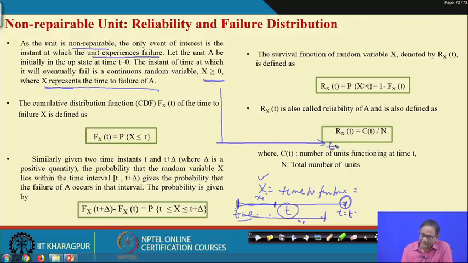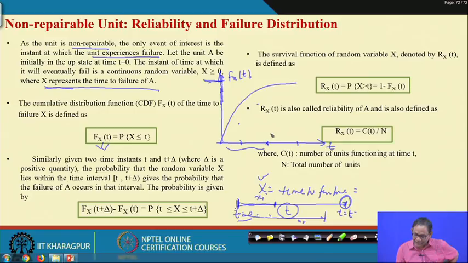Suppose this is my time, and at this time how many fail, at this time how many fail. So, you will get a frequency chart, a cumulative frequency. At this time suppose this much fail, at this time this plus this total number fail, like this you may get a curve like this, where the cumulative frequency will reach 100. Now, if you divide this cumulative frequency by the total number of units put under test at time t equal to 0, what will you get? You will get the cumulative probability, that is what is given here, F_X(t).